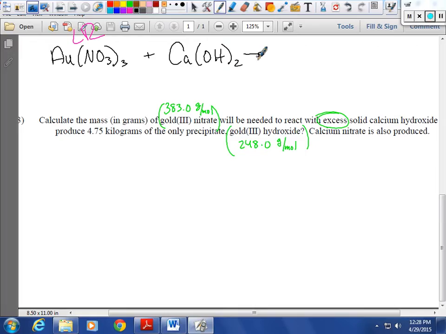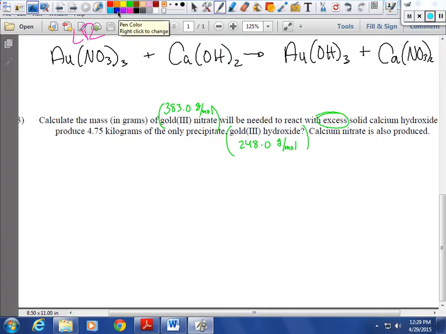Could you figure out the rest of this if that's all you have? Yeah, this is really easy. So what we have, but it actually tells you, so we have the only precipitate gold-3 hydroxide, which is Au(OH)3 plus calcium nitrate, Ca(NO3)2, and I'm cramming that 2 in way back there. Now, you'll see a lot of 2, 3, 6 rule in this. So I've got 3 there, so I need a 2 here, 2 there, I need a 3, 3, I need a 2, 2, I need a 3. So 2, 3, 2, 3.